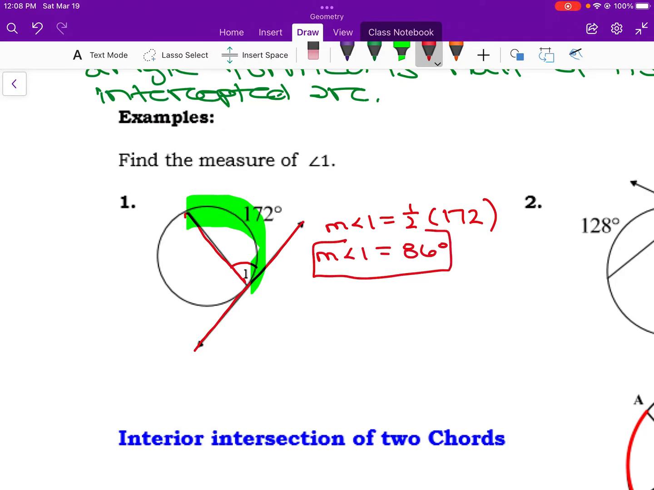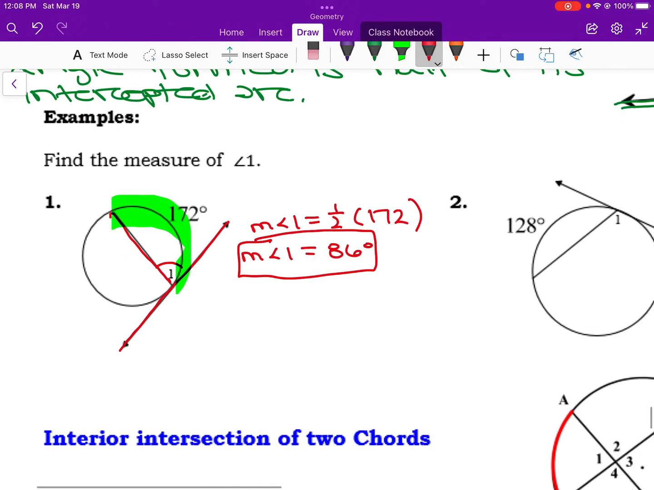Okay, so I don't know if you've noticed the theme in this unit. It's just really pretentious theorems and descriptions and terminology. But when it comes down to it, it's not that bad, right? You're literally just finding the larger arc, chopping it in half.